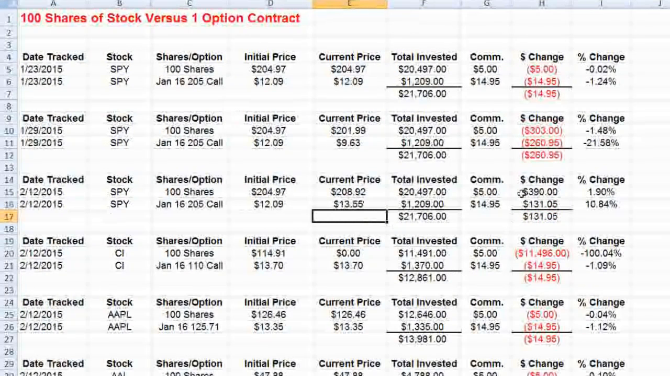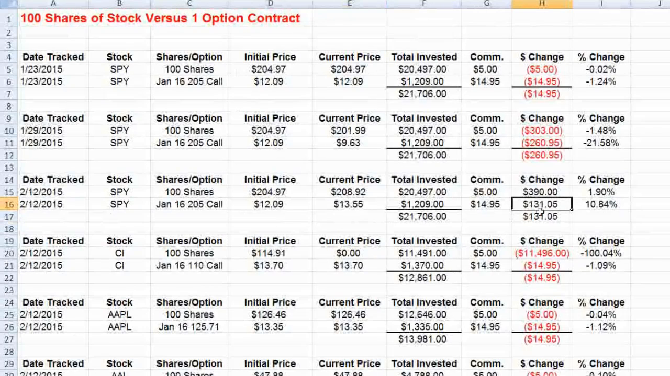Okay. So the stock I made $390 on, the option only made $131. But look at percent wise. Okay. For the option here, I'm up 10%. And for the stock, I'm up 1.9%. Okay. Don't start drooling over that yet.